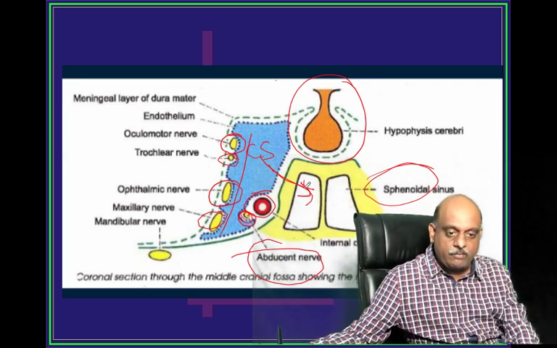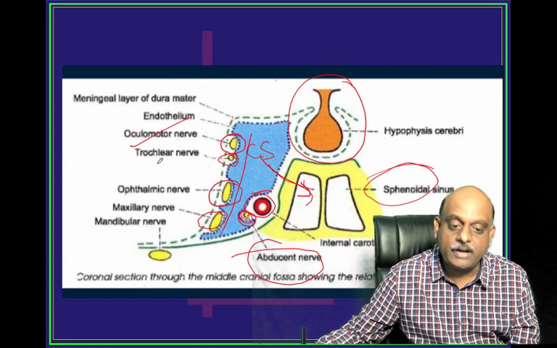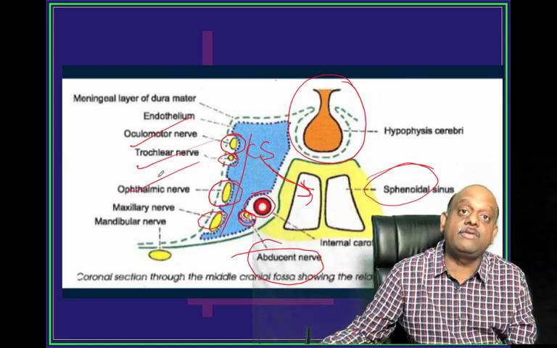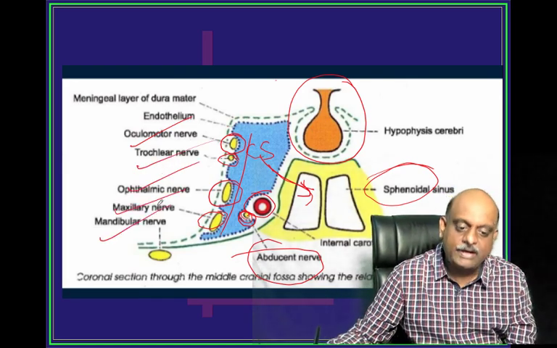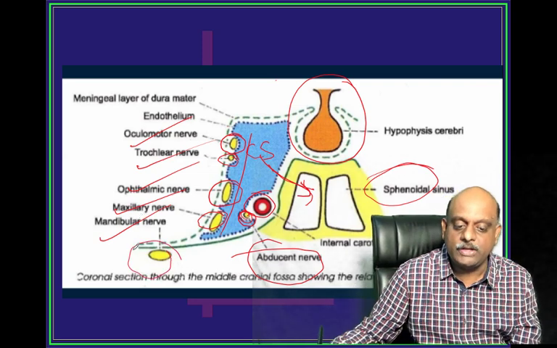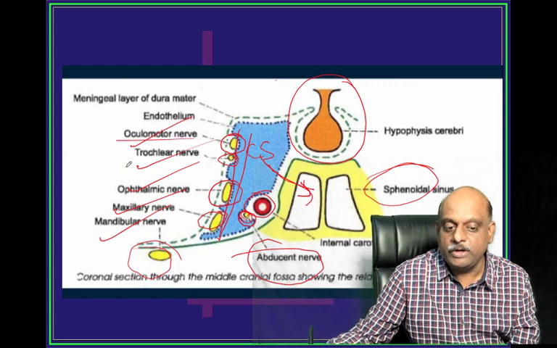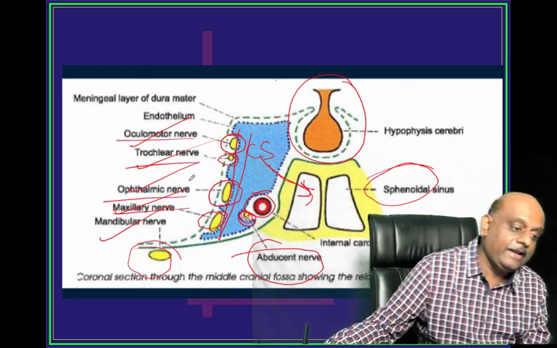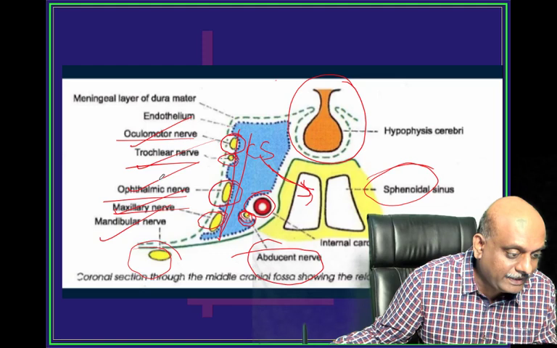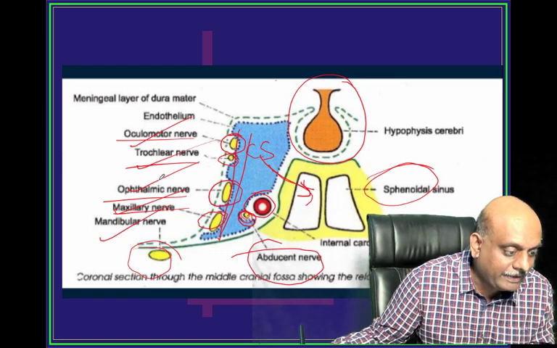One more time, say it quickly. Oculomotor nerve, trochlear nerve, ophthalmic division of the fifth cranial nerve, maxillary nerve, mandibular nerve. The mandibular nerve is a bit far, but in the lateral wall these four are there. Oculomotor, trochlear, ophthalmic and maxillary is what you need to basically remember.